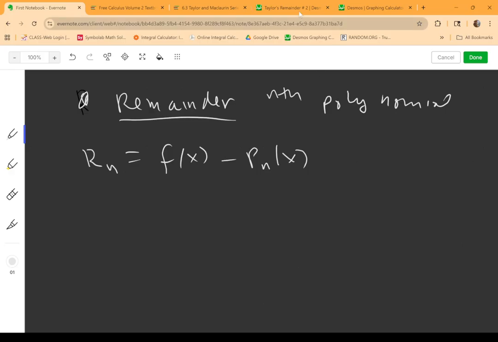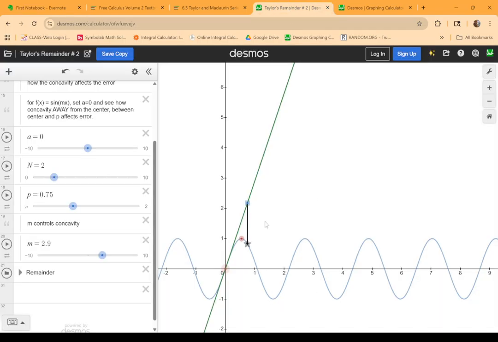Now here is a visualization of that. You see the line, which is the polynomial, and then the curve itself, f of x, which is the sine curve here. The line you see from the curve to the polynomial is the remainder, the gap between the two. As we use a higher-degree polynomial, that gap gets smaller, so the remainder becomes less. But the further out you get from where you're centered, the less reliable the approximation becomes, as we can see from the remainder growing.